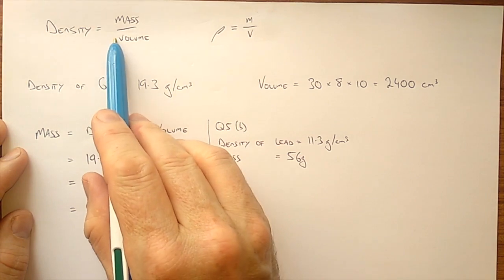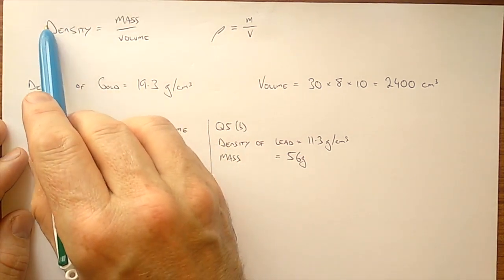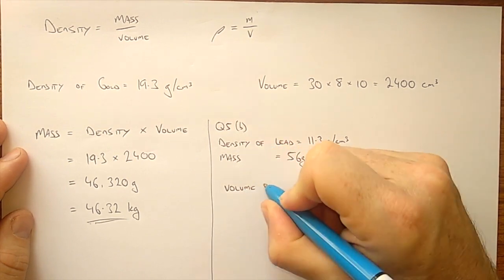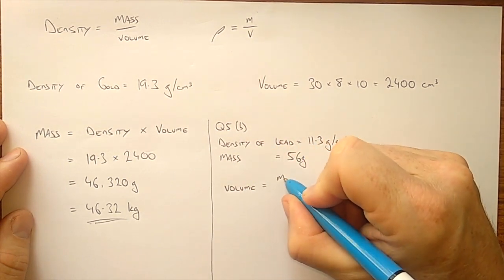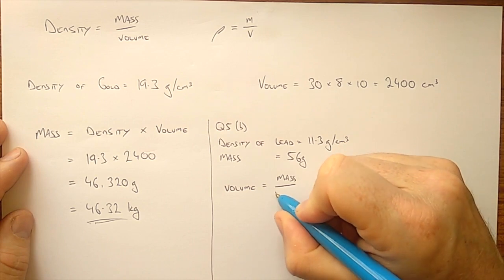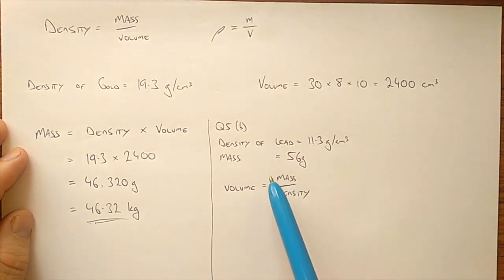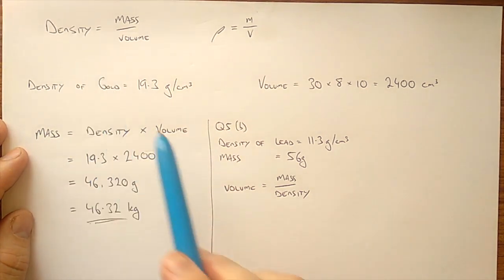So we take this equation and rearrange it. Volume is going to go up there, and density is down below. So we say the volume is the mass divided by the density. All we're really doing is taking that one basic equation and rearranging.